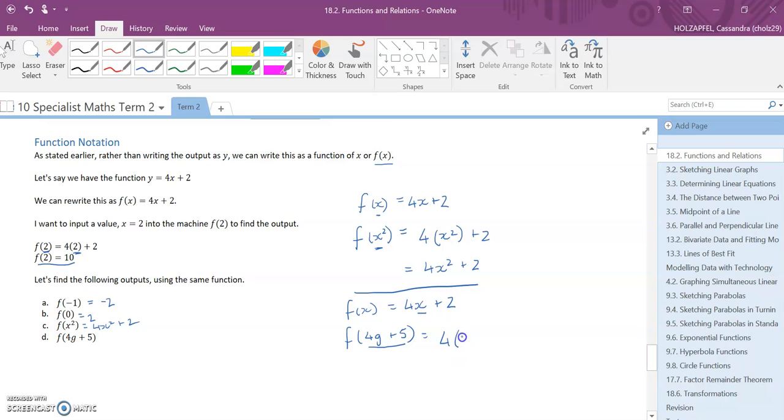So that's equal to 4 brackets g plus 5, plus 2. Okay? So expanding out using our distributive law, right? So making sure we're expanding to everything.